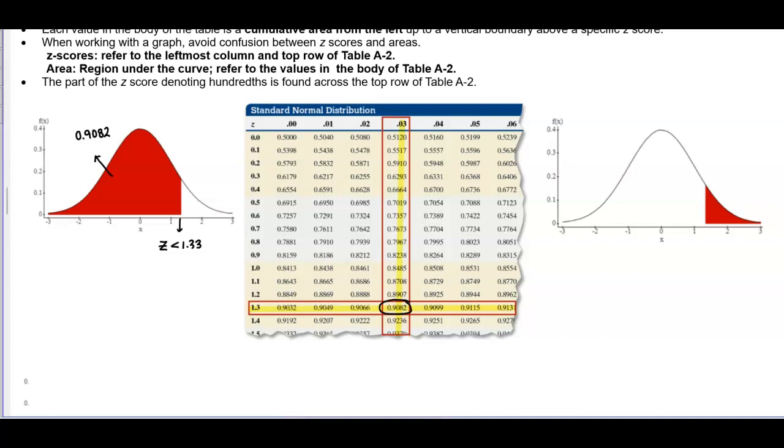Now, if we take a look at the graph on the right, we're looking at the same z-score, but in this case, we're looking at greater than 1.33.